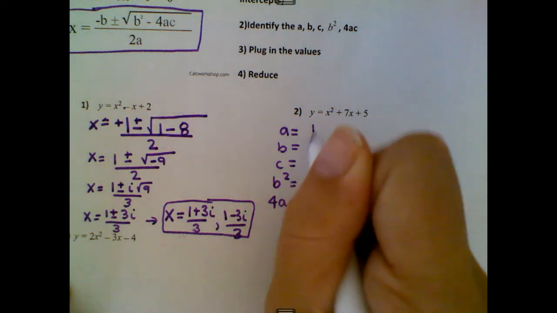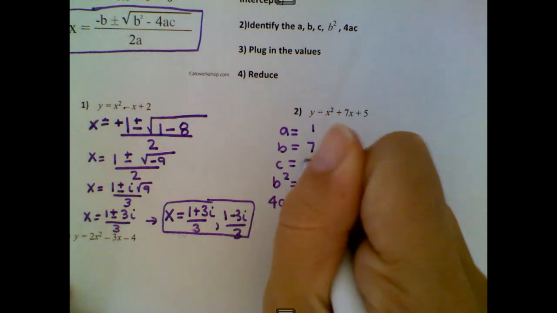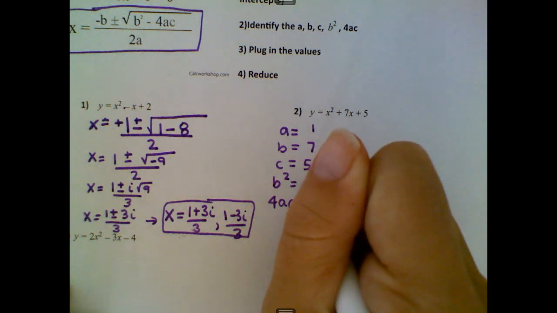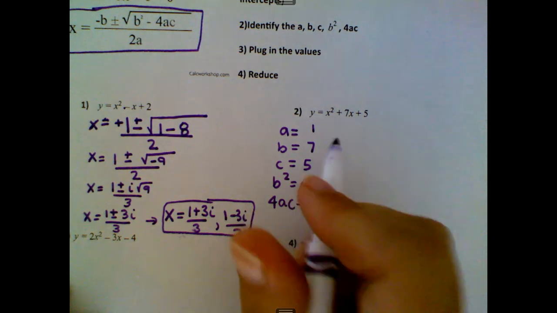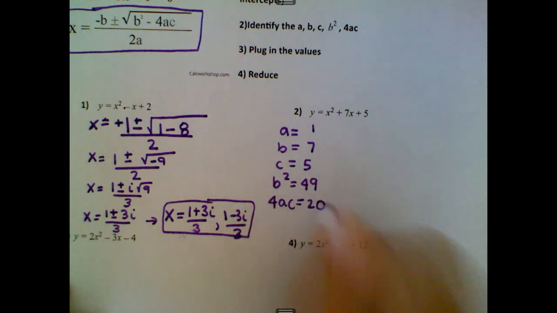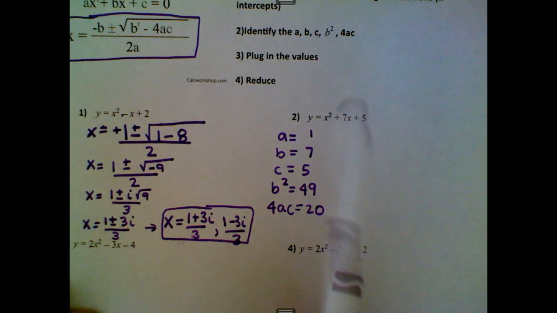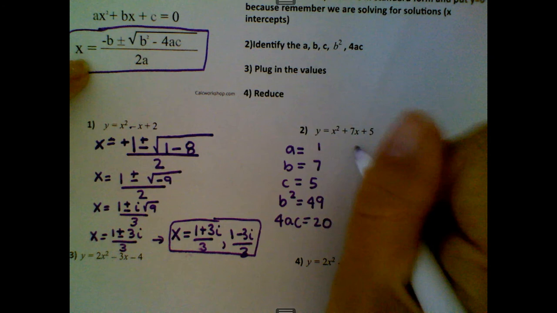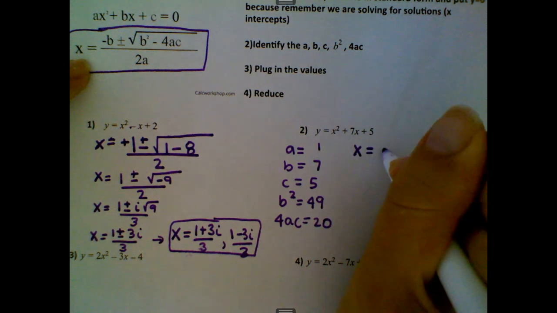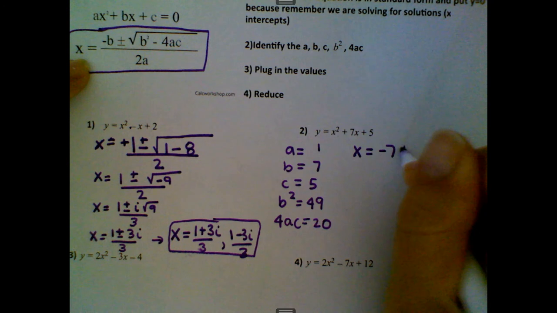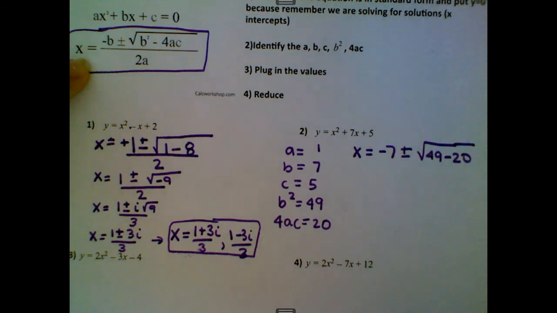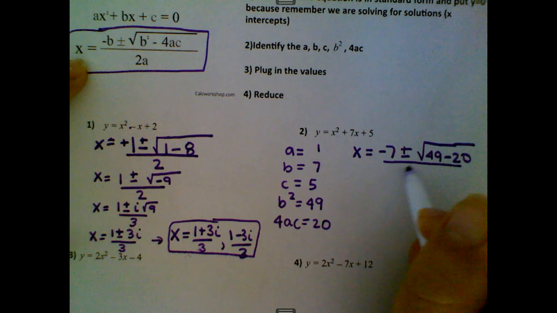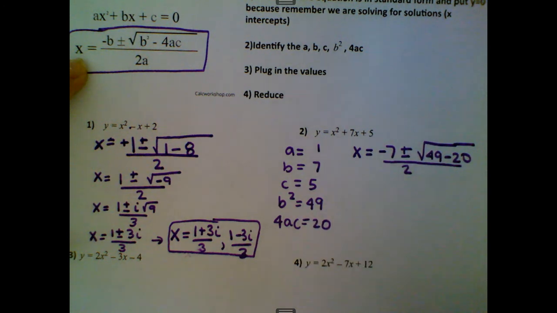A is 1, B is 7, C is 5. B squared is 7 times 7, which is 49. 4AC is 4 times 1 times 5, which is 20. Now we're going to plug in the values looking at the quadratic formula. So we're going to write x equals negative b, which is 7, plus or minus the square root of b squared, which is 49, minus 20, because it's minus 4ac, all over 2 times a, which is 2.